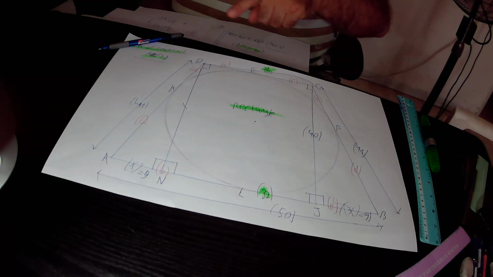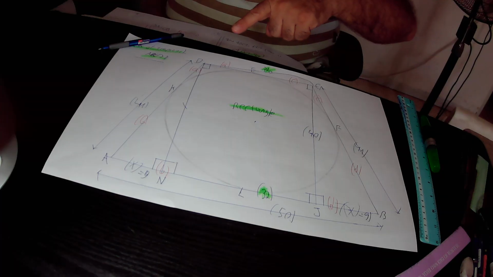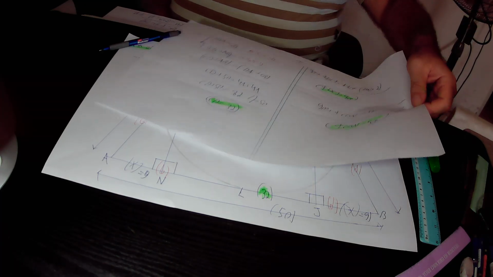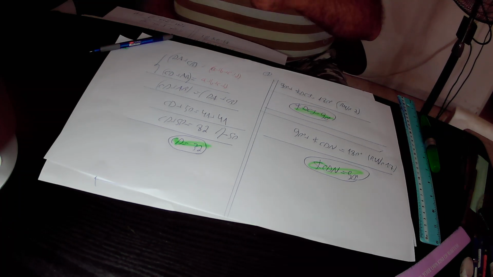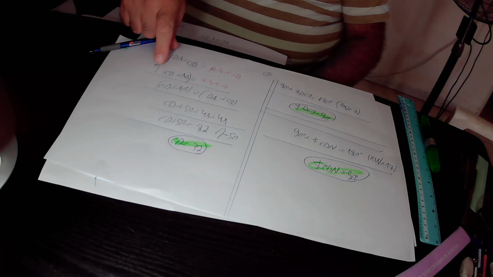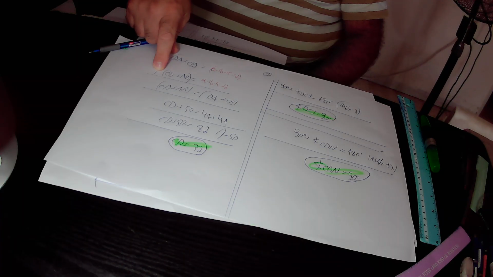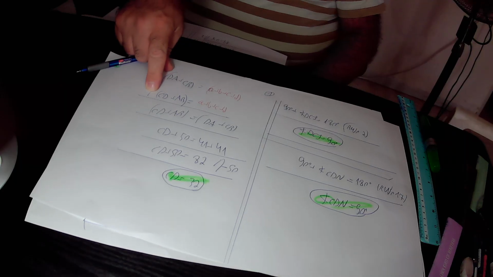What is the length of CD plus AB? CD plus AB in total equals A plus B plus C plus D. And because those two expressions are both equal to A plus B plus C plus D, that means they are equal to each other. That is to say, DA plus CB equals CD plus BA.